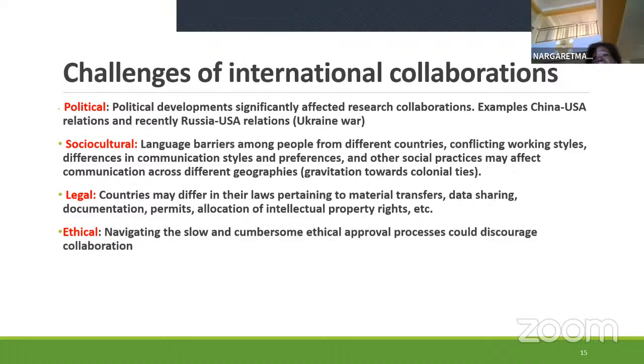Then there's the ethical issue. There are 7 key points that must be honored. Any clinical trial must be ethically sound and acceptable. Next slide, please.